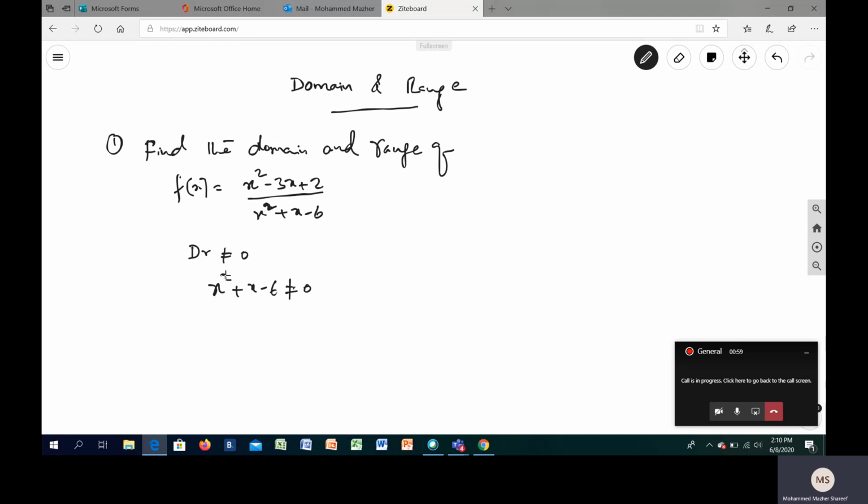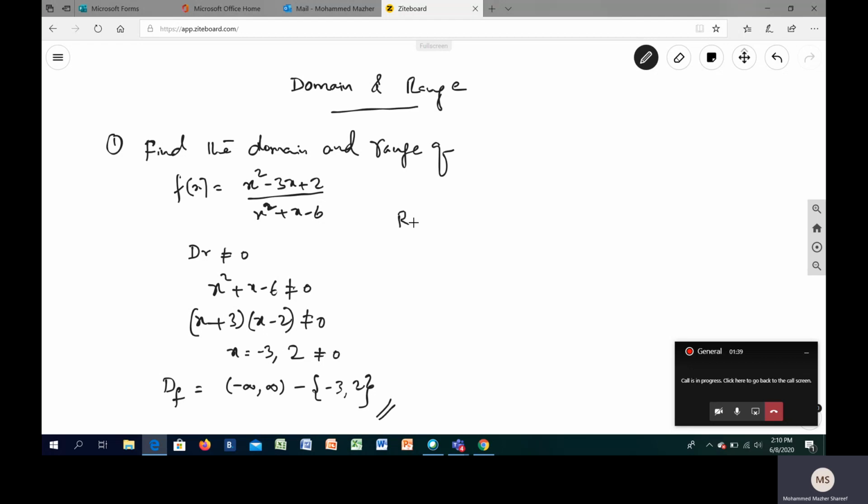We work it out with the splitting the middle term method and find the factors. So we get x plus 3 and x minus 2, because 3 times minus 2 gives minus 6 and 3x minus 2x gives positive x. So if I equate it, I'll get minus 3 and plus 2 as the roots. So my domain of the function is all R except these two values, that is, R minus {-3, 2}. That itself is my domain. Isn't it simple? Now we'll find out the range.